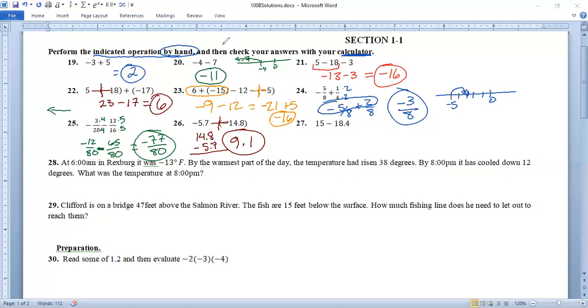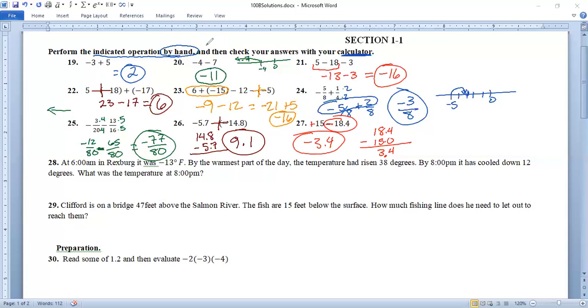Okay, number 27. 15 minus 18.4. Ooh, that's actually a little bit tough. This is a positive, that's a negative, so this is subtraction. So we need to take 18.4 minus 15. 0.4 minus 0 is 0.4, so it's 3.4. But notice which one wins. This guy's positive, that guy's negative. That one is the stronger one, so it's negative 3.4.